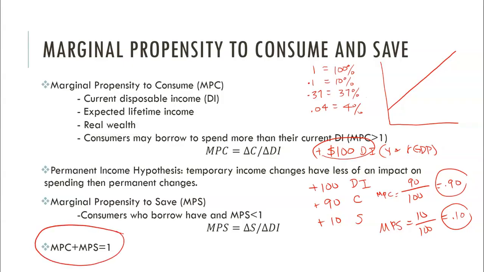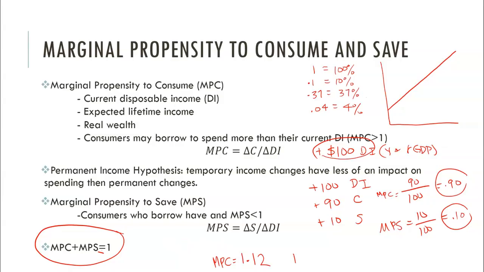MPC plus MPS is always going to equal 1. So 0.9 plus 0.1 equals 1. What about if we have consumers who are borrowing? Let's say we have a consumer that's borrowing 12%. So their marginal propensity to consume is actually 1.12. So MPC equals 1.12.